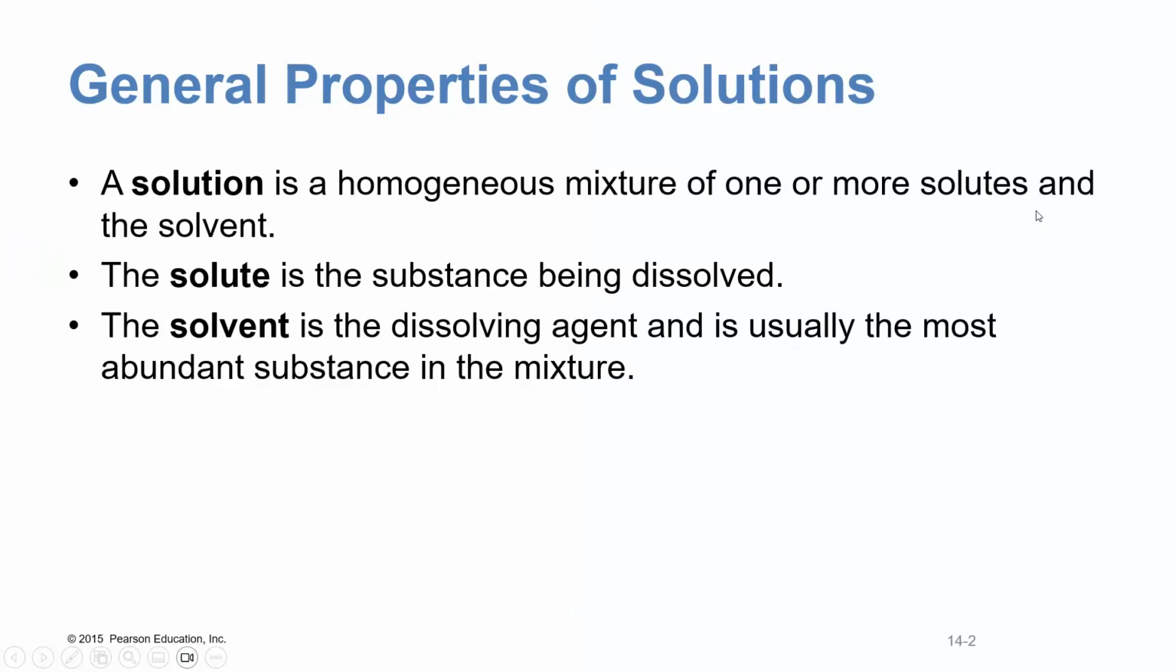Solutions. A solution is a homogeneous mixture of one or more solutes and the solvent. Homo means the same or consistent throughout. So it consists of the same relative composition throughout. So I can take one part of the liquid and another part of the liquid, and it should have relatively similar composition. The solute is the substance being dissolved. The solvent is the dissolving agent and is usually the most abundant substance in the mixture.